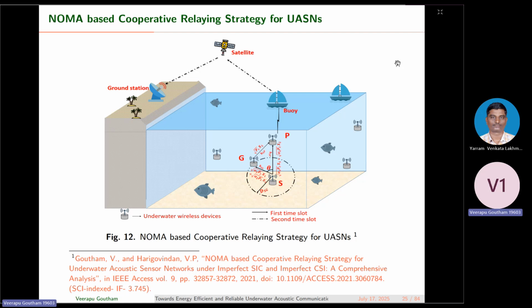What we are doing is root over alpha 1 Pt is given to the far user's symbol, and root over alpha 2 Pt is given to the near user's x2 symbol. The source will broadcast the signal. Then the far node will decode only the x1 symbol. The G node, the near node, will decode both signals by using successive interference cancellation. Once it has decoded all the signals, it will transfer the x2 symbol to the far node.